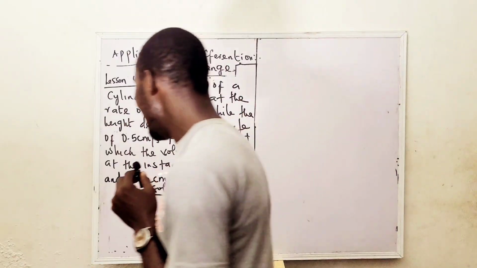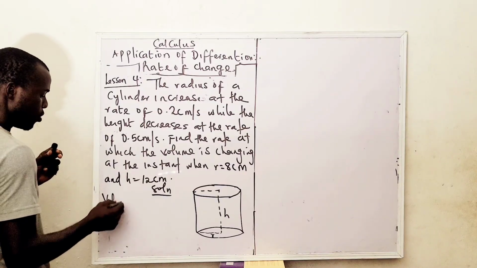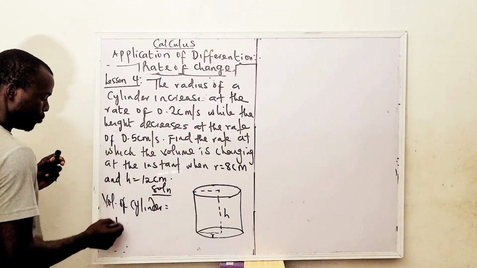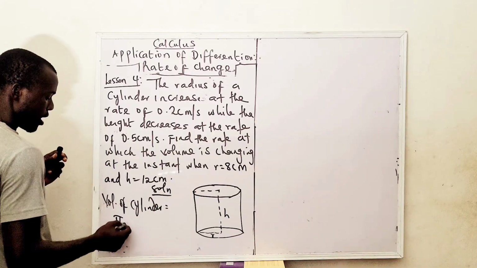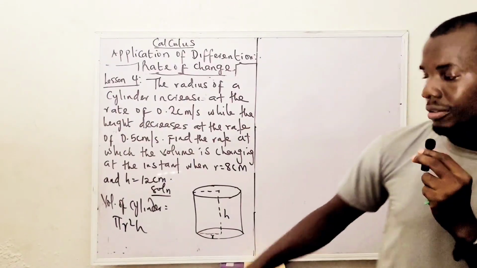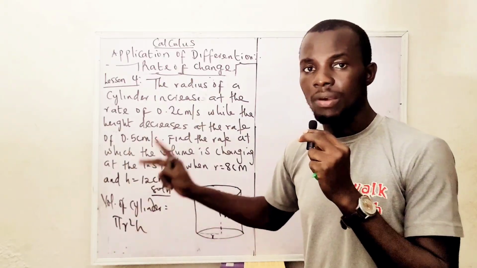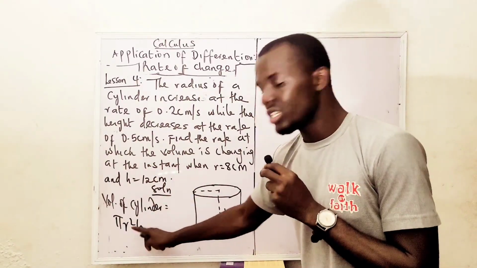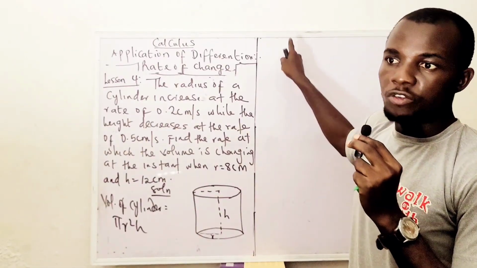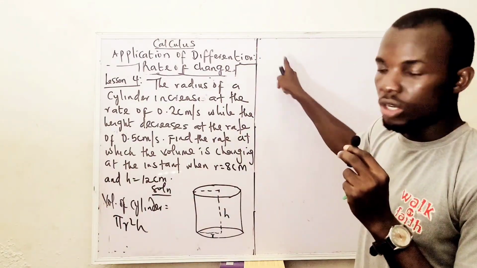They are changing. Now, the first thing is, what is the volume of a cylinder? Volume of cylinder equals pi r squared h. That's the volume of a cylinder. And if you look at the formula, you will discover that the volume of a cylinder has two independent variables. That is the radius and that is the height. And so we want to write a chain rule for that.